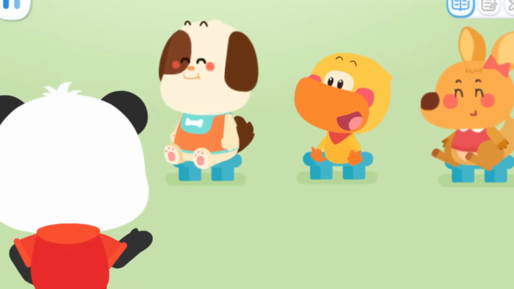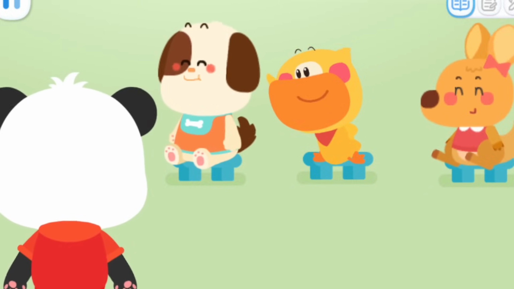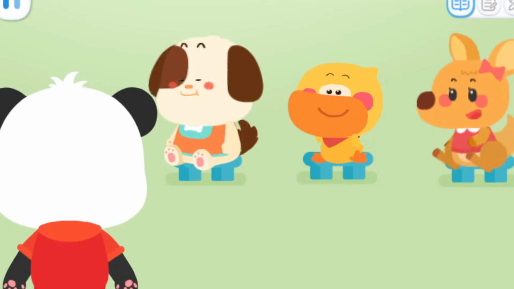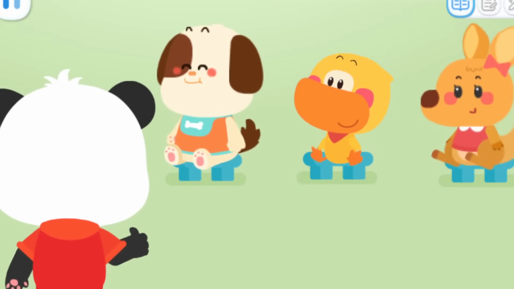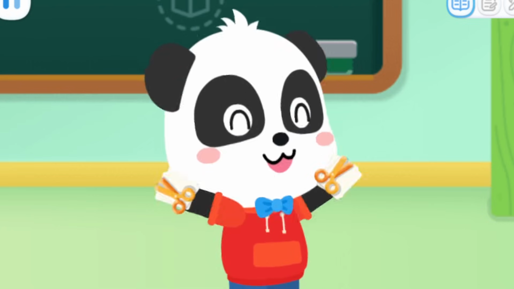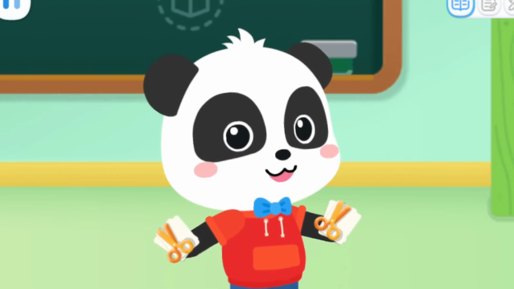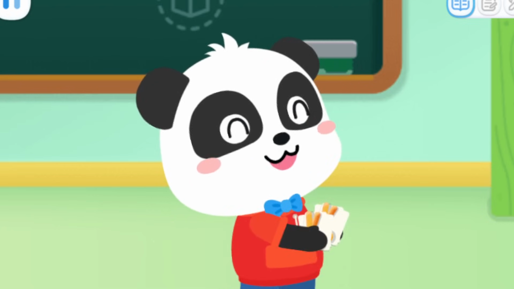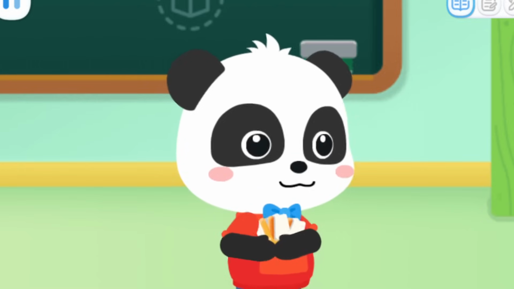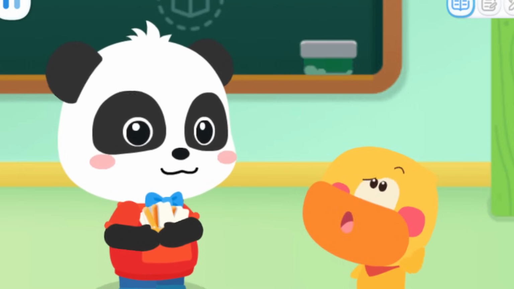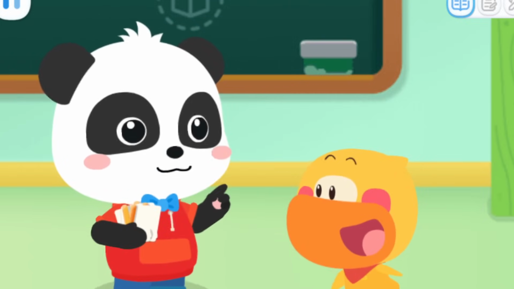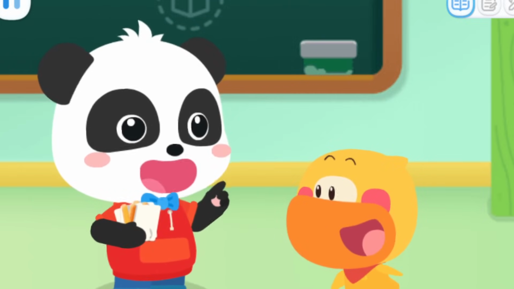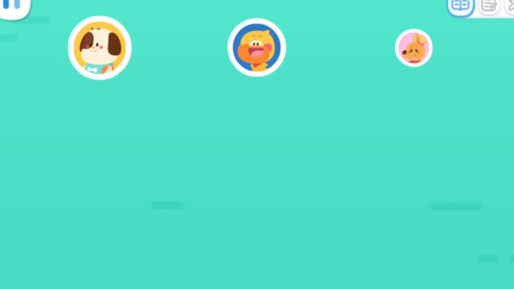Does anyone want to make an insect? Me! I want to make the coolest ladybug. No problem. These are the tools and materials needed to make a ladybug. Let's divide them equally. What does divide equally mean? Dividing equally means giving the same amount to each person.